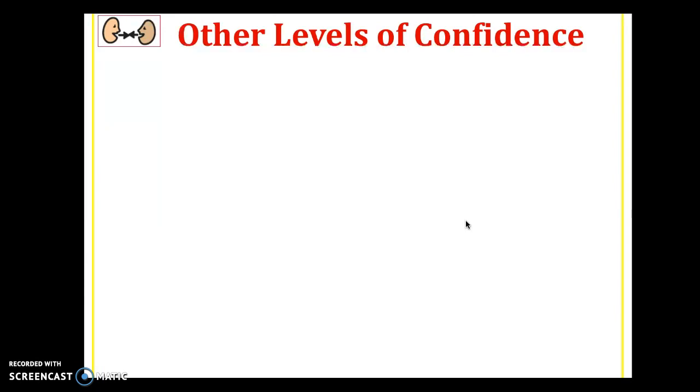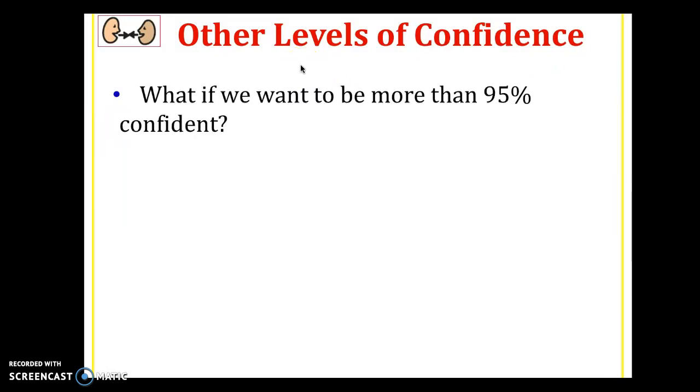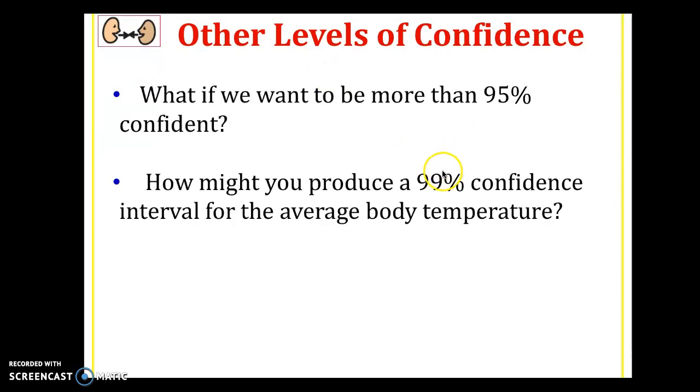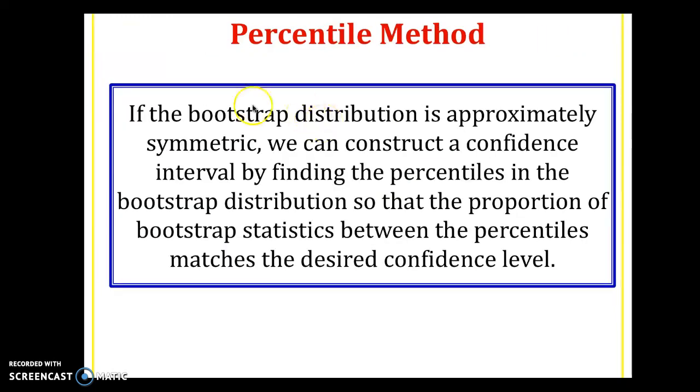All right, so we're going to go in this section. Again, that's kind of a review of what we did in the last section. But what if we want to get other levels of confidence? Suppose we want to have a higher confidence than 95%, such as a 99% confidence interval. How would we compute that? What exactly does that mean? So the percentile method, that's the new material in section 3.4.